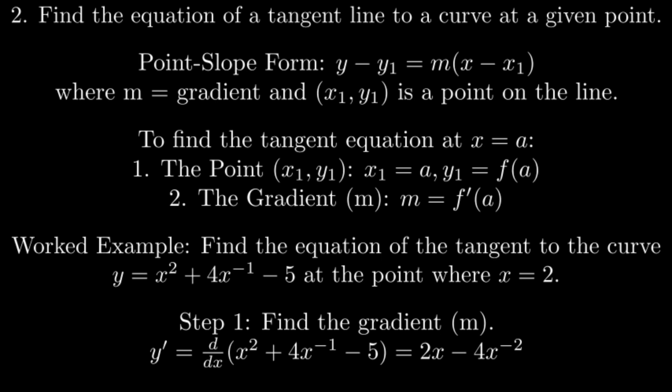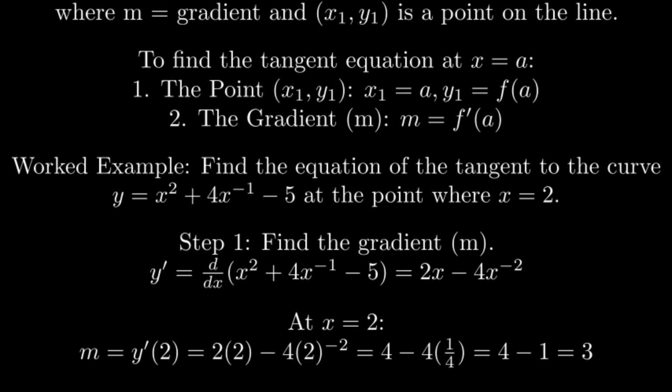The derivative of the constant negative 5 is 0, so our derivative is 2x minus 4x to the negative 2. Now we substitute x equals 2. This gives 2 times 2 minus 4 times 2 to the negative 2. That's 4 minus 4 over 4, which is 4 minus 1, giving us a gradient of 3.